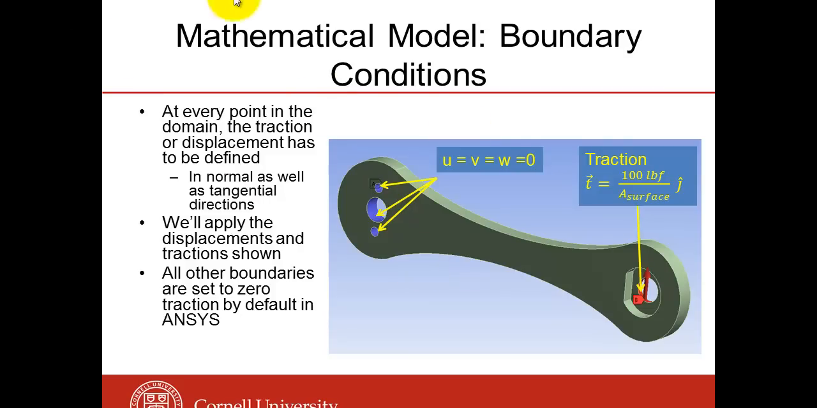So let's apply the displacement boundary conditions first. We need to set the displacements at these three holes to be 0. So all three components of the displacements we need to set to 0. So let's do that.